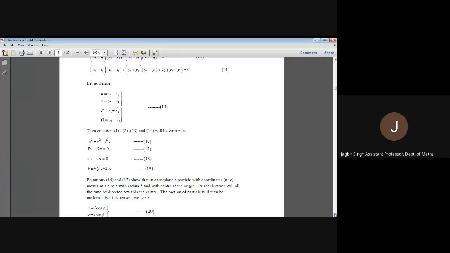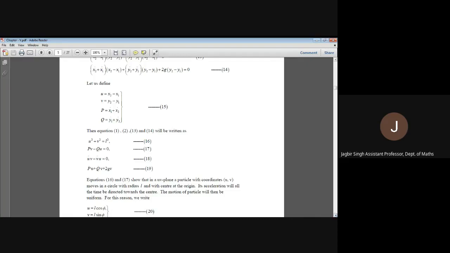And also from equation number 18, we observed that u double dot upon v double dot is equal to u by v, which means the ratio of the accelerations is equal to the ratio of the coordinates, which means the motion is uniform. The motion is circular and uniform.